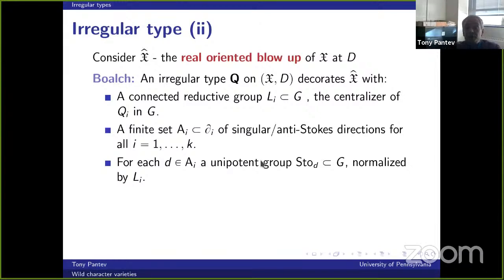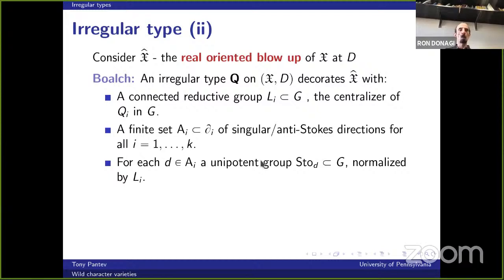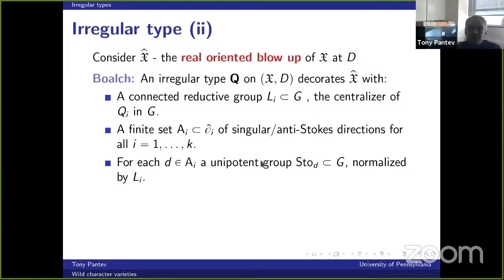And each irregular type actually can be used to decorate X with some additional data. So one thing that the irregular type gives you is a connected reductive subgroup, Li, contained in G, which is the centralizer of Qi in G. So you take all those matrices in the Cartan that are the coefficients of Qi and look at the centralizer of those matrices. And that's some reductive subgroup in G.